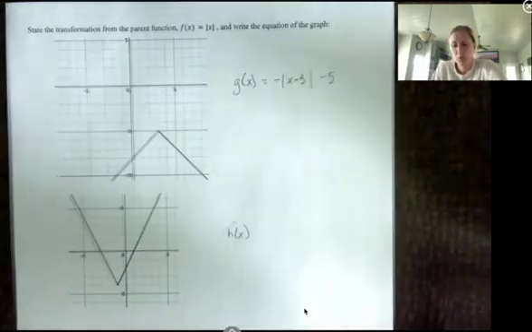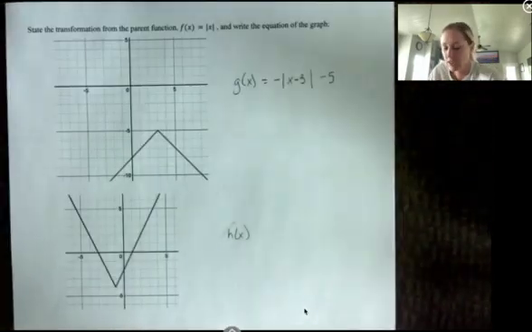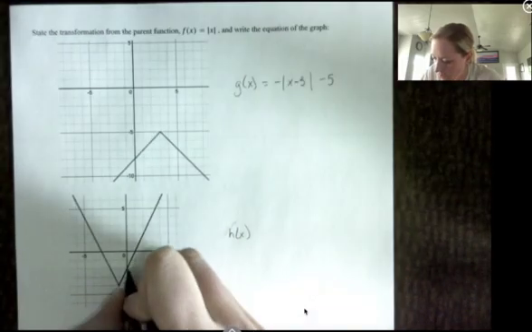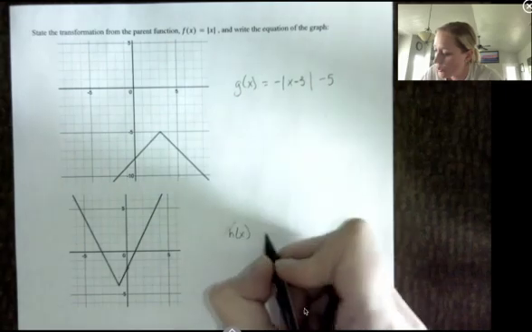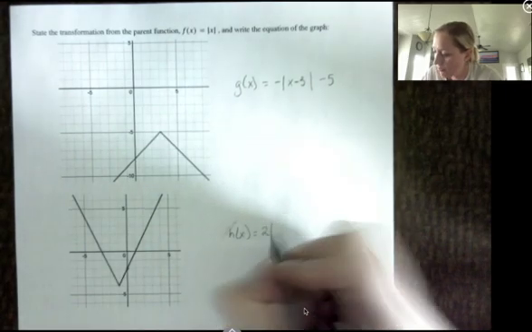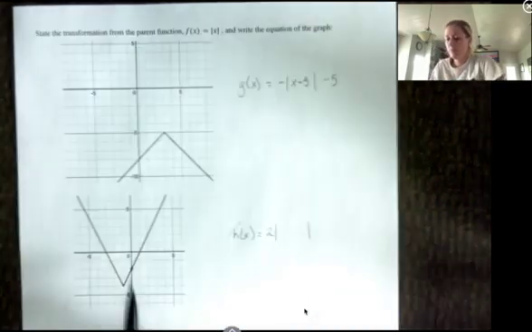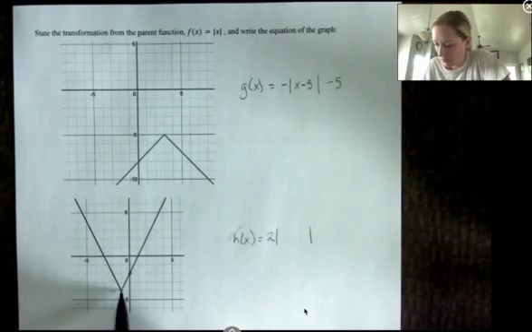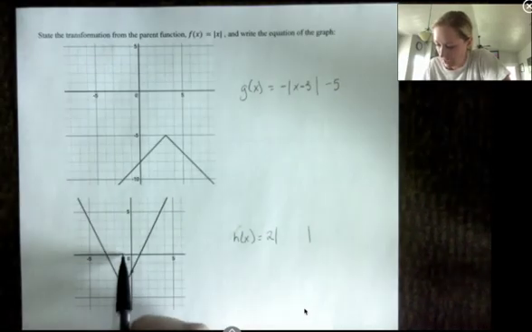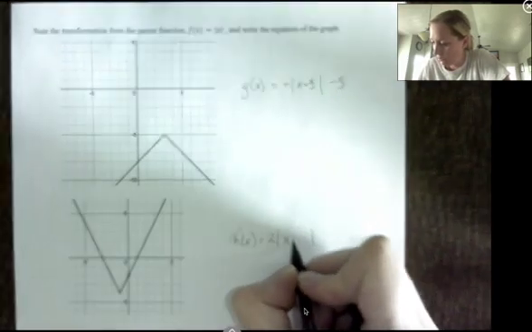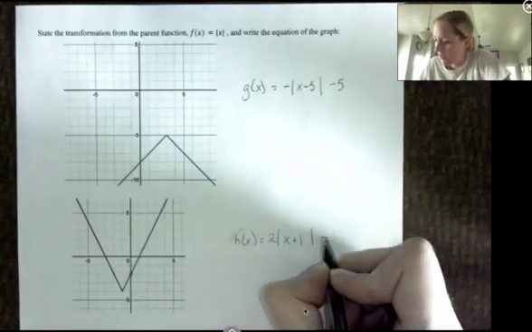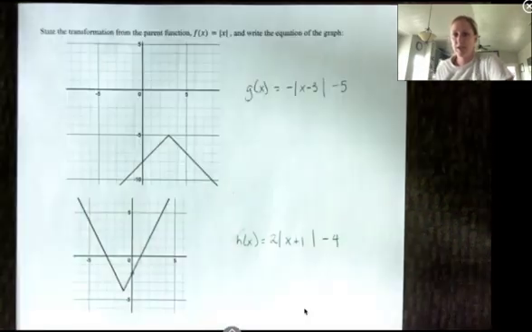All right, this one, no reflection, but it looks skinnier, so I'm gonna check my slope. So here's kind of 2 nice points. So it looks like up 2 and over 1. So I know I need a 2 in front of my grouping symbol. Okay, it has moved from 0, 0, it's moved left 1 and down 1, 2, 3, 4. So left 1 is gonna be plus 1, and then down 4, subtract 4 outside.